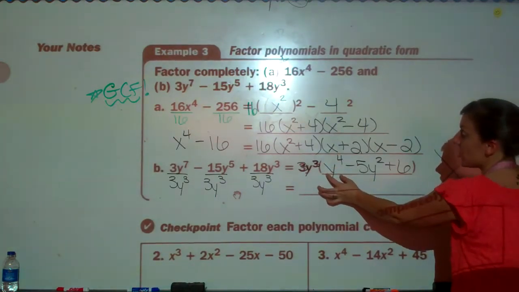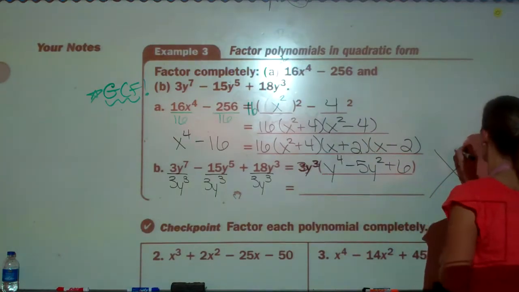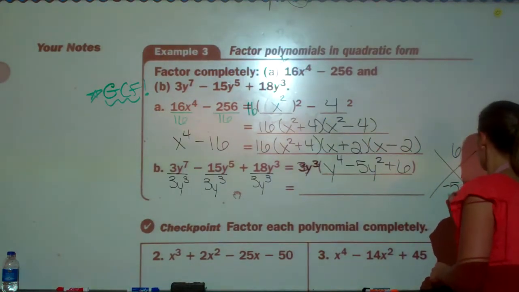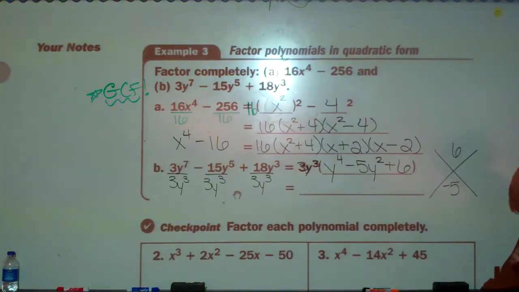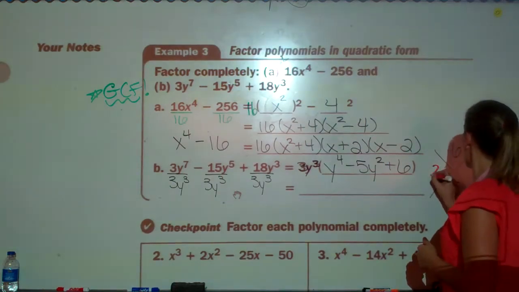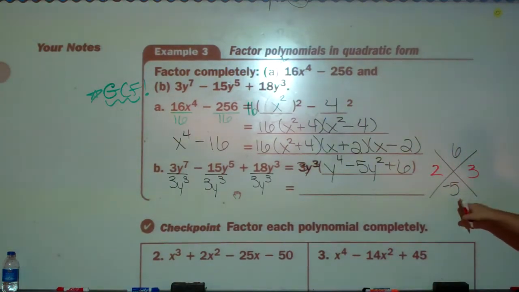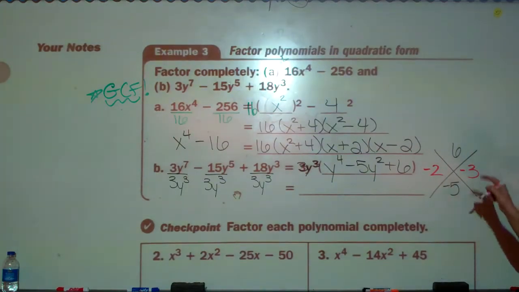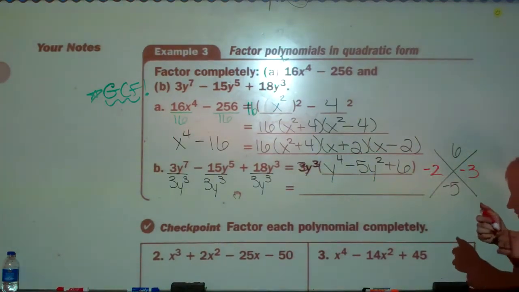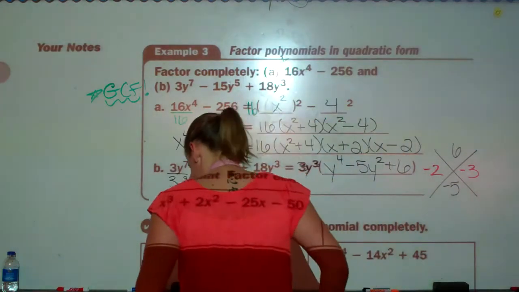our leading term right here does not have a number, so I can just jump straight to the basic box where I say what multiplies to 6 and what adds to negative 5. Okay, 2 times 3 multiply to 6, but they add to positive 5, so that's negative 2 and negative 3. So those numbers are the ones that are going to go into my parentheses.